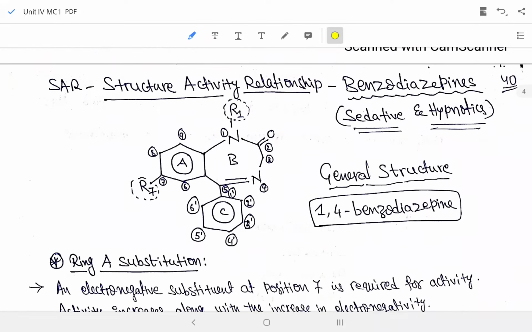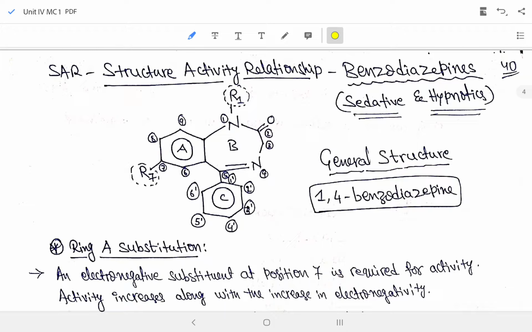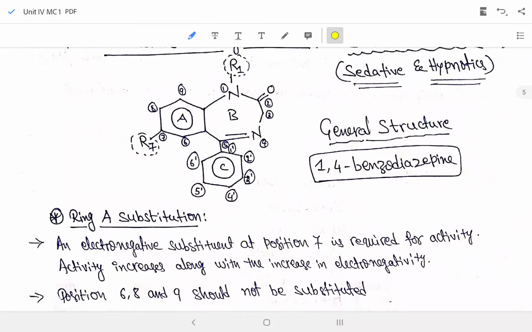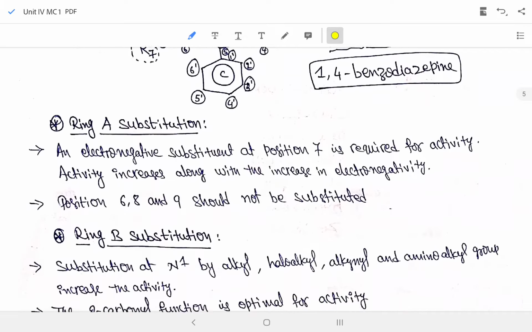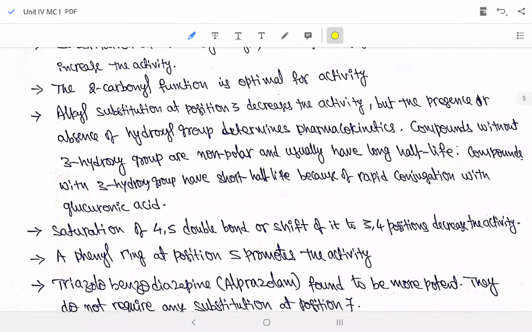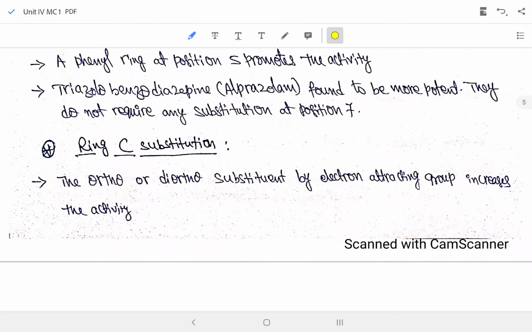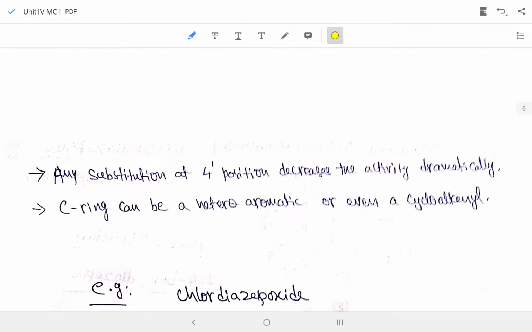Please refer to the notes that I have given. Here I have clearly made your notes where you can easily remember the structure activity relationships by dividing the rings into A, B, C, and what the substituents should be, what the properties of ring A are so that the activity will be enhanced or decreased, and the same with rings B and C. Please go through the notes and remember in the way I have explained.